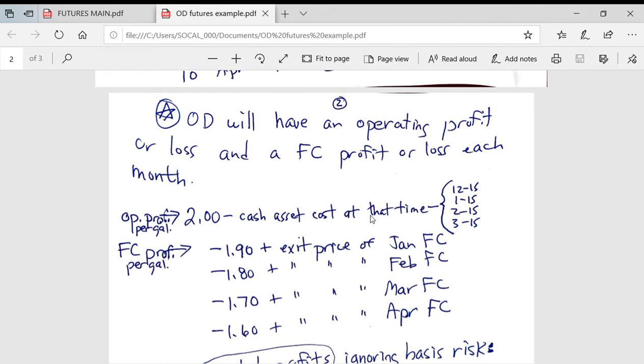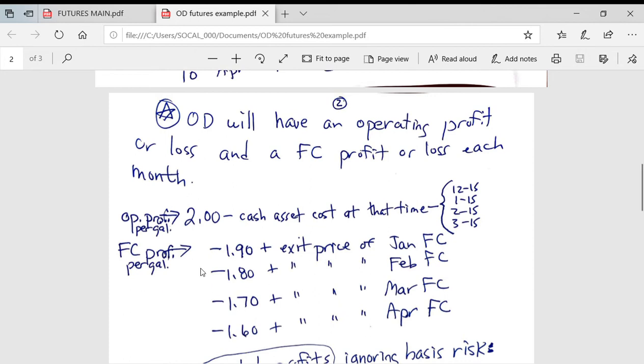So he has to remember to, at that same moment, actually close his January futures contract position. Since he bought to open, he'll sell to close. So that's one thing we have to keep in mind, that the oil distributor will take a short position in January futures contracts immediately after he actually buys the 420,000 gallons of heating oil on December 15th, as well as January, February, and March 15th, of course.